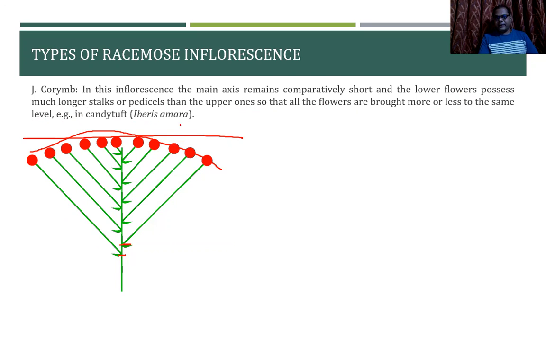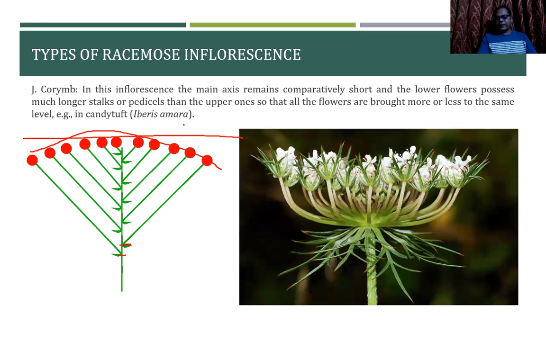It is seen in the case of Berberis amara. So you can see here, although it seems that there is no formation of internode, there is the formation of internode. Although it can be shorter in size, there is formation of internodes, and from the internodes the flowers are coming and reaching the same level. This is the corymb inflorescence.